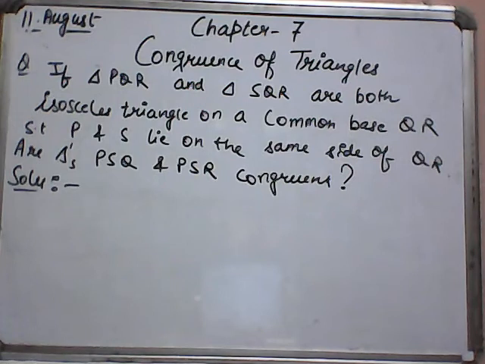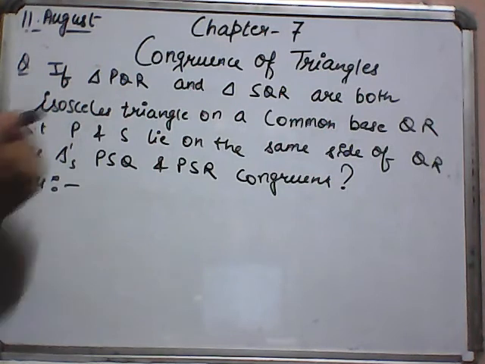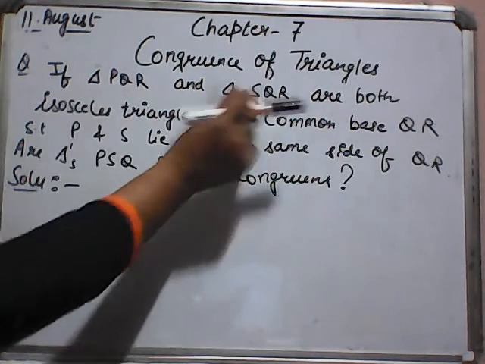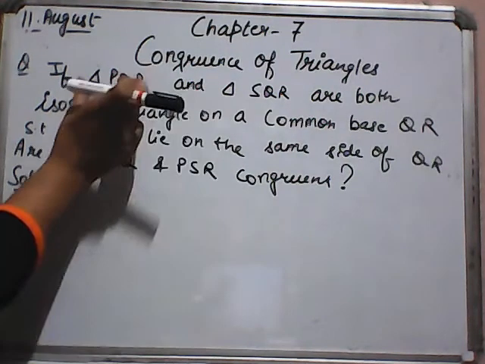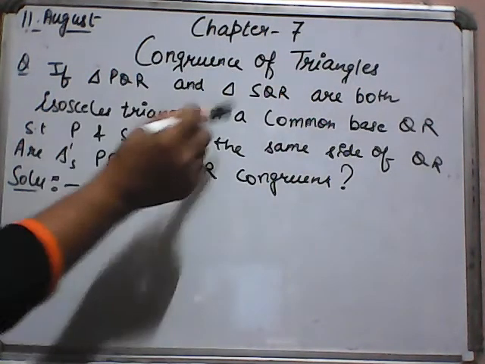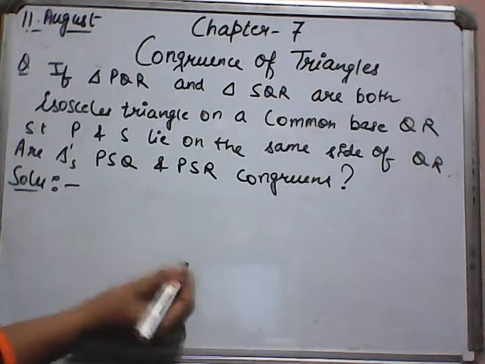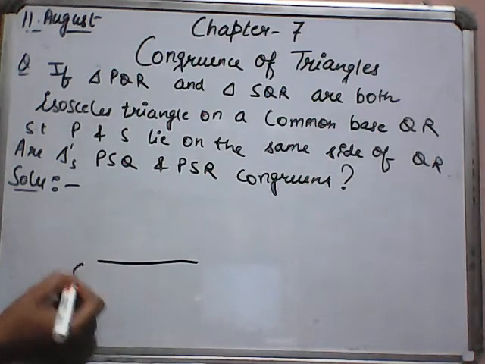Let's do the next question. In this question, triangle PQR and triangle SQR are both isosceles triangles on a common base QR. Isosceles means two sides of this triangle are equal. Two sides of this triangle are also equal. And both triangles are on a common base QR.